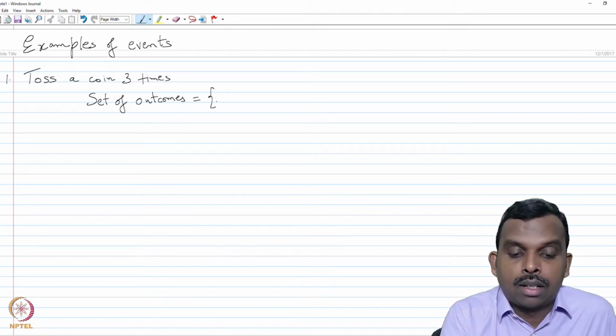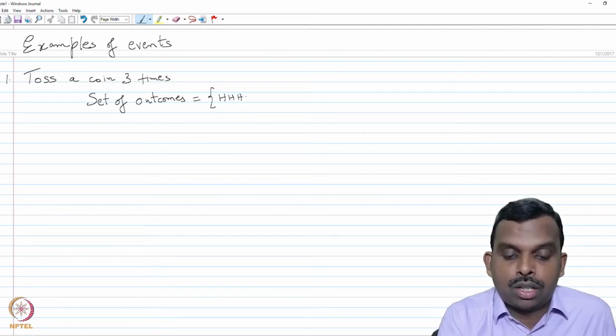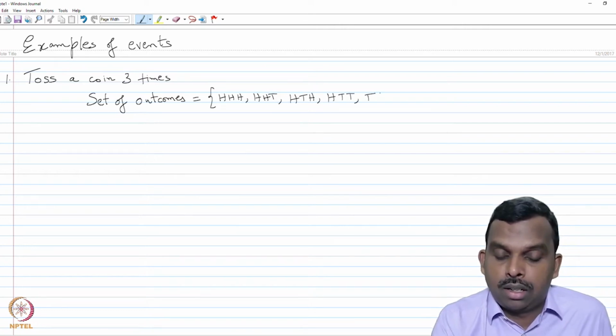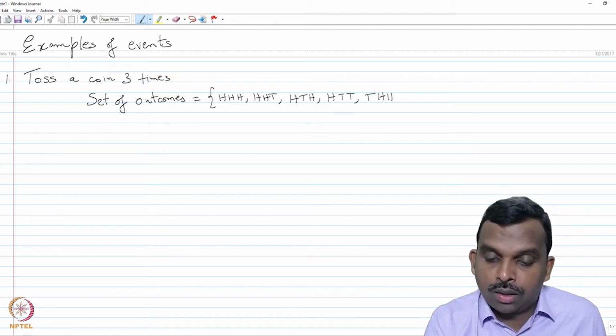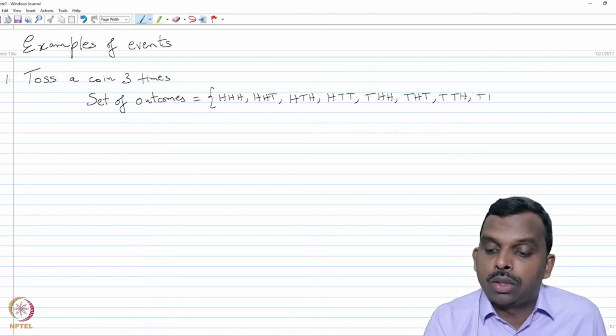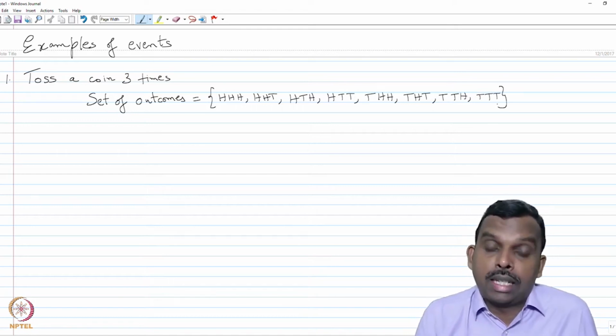ends up being there are 8 possibilities: HHH, HHT, HTH, HTT, THH, THT, TTH, and TTT. Those are the 8 possible outcomes that you have if you toss the coin 3 times.